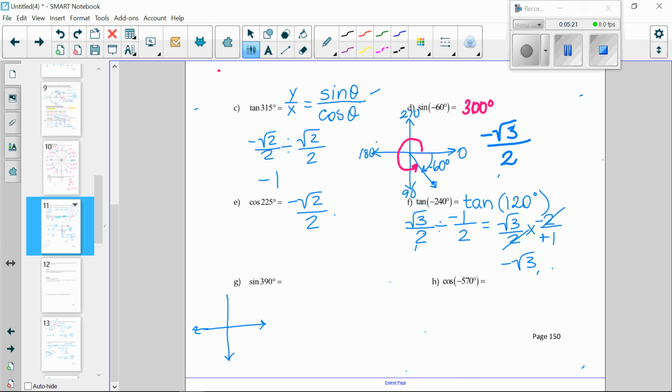Okay, sine 390. If I have sine 390, that means that I am going one full rotation to 360 plus 30 degrees. So this is 390, which means that it is equal to sine 30 degrees. In that case, my ratio is 1/2.